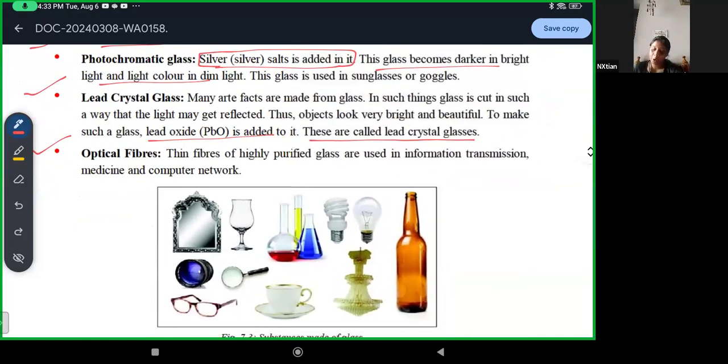So, artifacts are made with lead crystal glass. Okay, then we have optical fibers. Thin fibers of highly purified glass are used in information transmission, medicine, and computer networks. These are the fibers, the glass which is used in computer networks to transmit information in technical things. You might have heard the term optical fibers. Optical fibers are basically used in your technology.